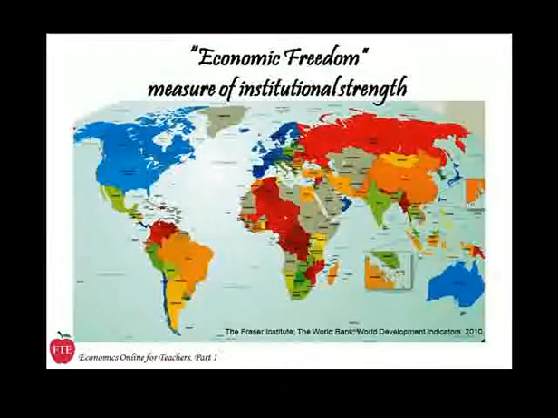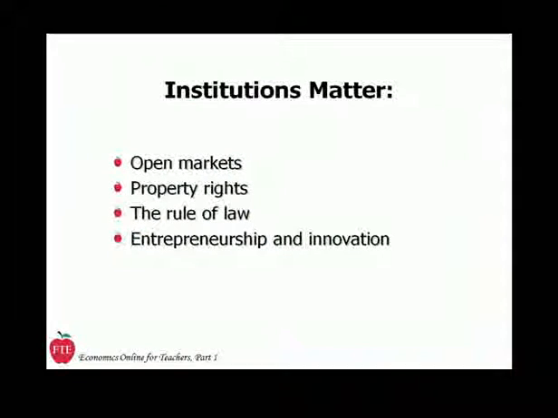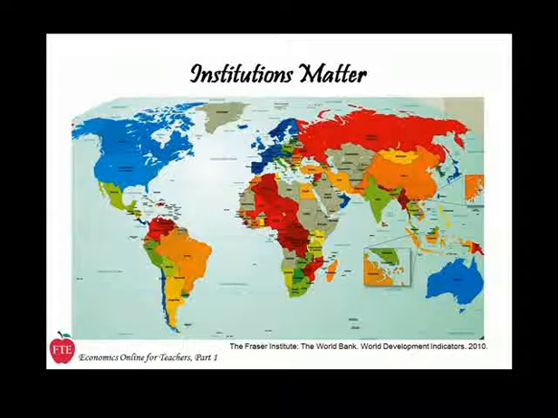Here's the Fraser Institute's Economic Freedom of the World map, in which countries are ranked based on the presence of institutions that Fraser associates with economic freedom. It turns out that to measure economic freedom, Fraser measures the strength or weakness of the same institutions that we identified in EOFT Part 1 as being associated with economic growth: open markets, property rights, the rule of law, and entrepreneurship and innovation. The stronger the presence of these institutions, the higher the nation on Fraser's ranking of economic freedom.